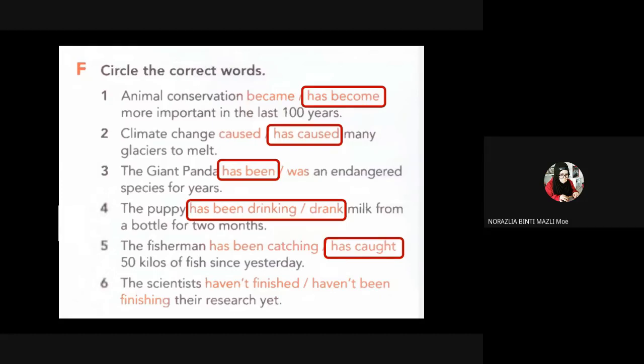Number 6, the scientists haven't finished or haven't been finishing. Haven't finished. You are right. Okay, dia yang sini. This part if you want to answer, remember you have to look at the uses. Okay, how to use the words there, how to use it.